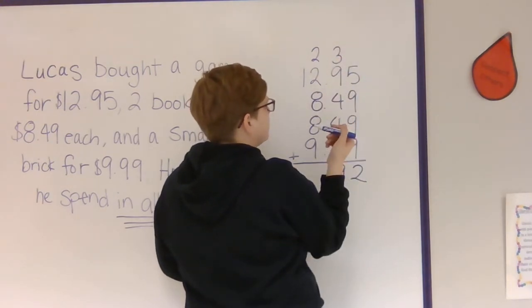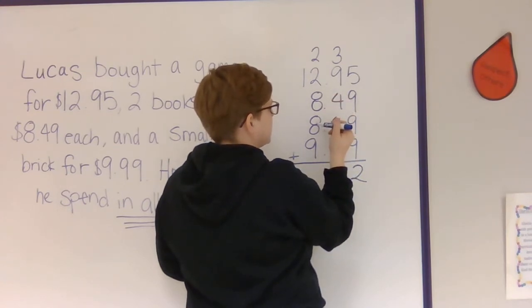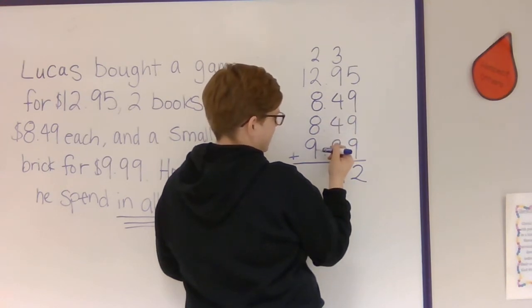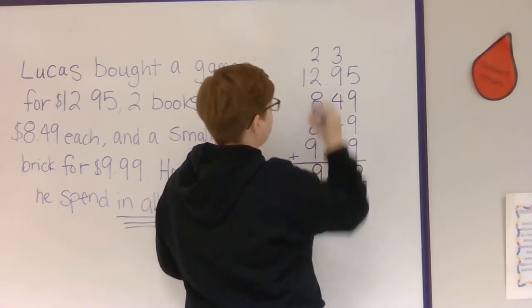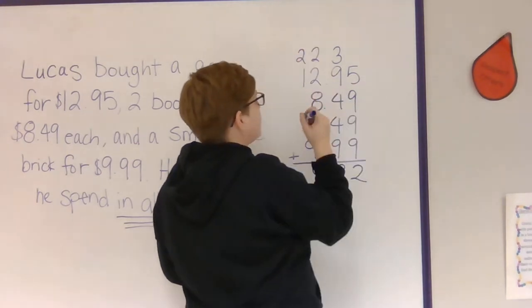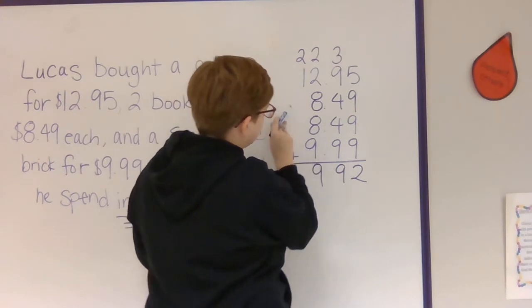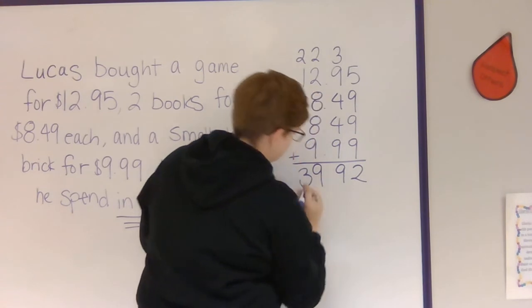2 plus 2 is 4. 4 plus 8 is 12. Plus 8 is 20. Plus 9 is 29. I'm going to put my 9 right there, and my 2 is going to take a piggyback ride. 2 plus 1 is 3. There's no other numbers, so 3 it is.